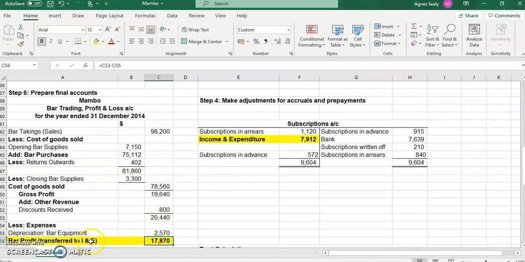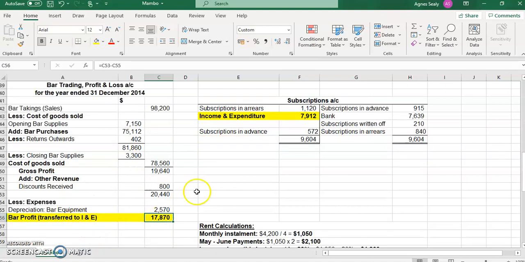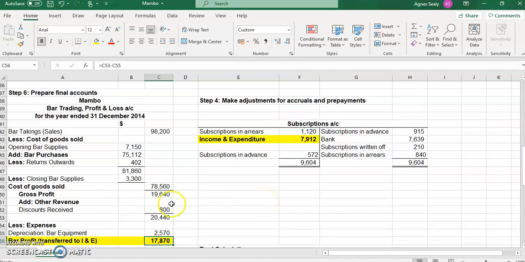So in our next video, what we'll be looking at is preparing the income and expenditure account. And we will be then also including all the information available to us for the income and expenditure account as well.